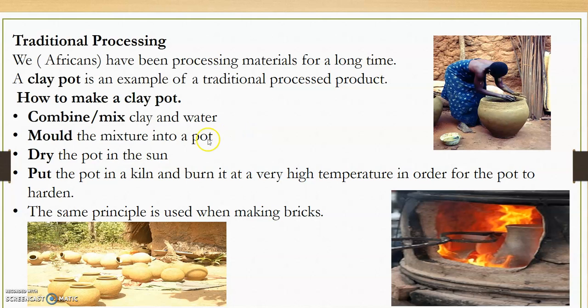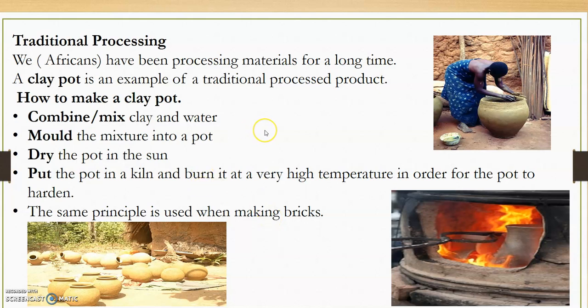Then once this has been done, dry the pot in the sun. So you leave the pots out in the sun, let the pot dry. Then once the pot has dried, you put the pot in a kiln and burn it at a very high temperature. Remember, we spoke about temperature in geography, and we said it was how hot or how cold it is. So if we are saying burn them at a very high temperature, it means that it must be very, very hot. So you put your pot in the kiln and then you burn that pot at a very high temperature. The same principle is used when making bricks.